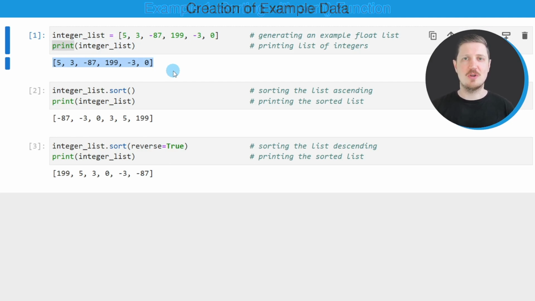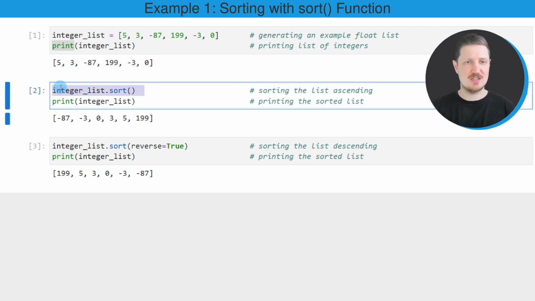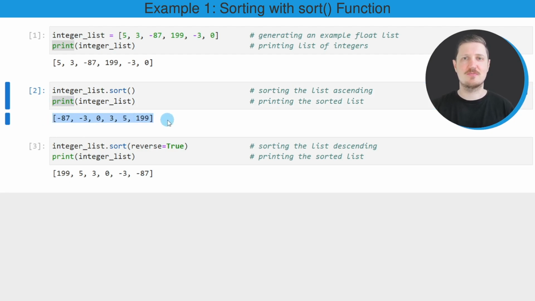Now, if we want to sort this list in ascending order, we can use the sort function, as you can see in the next line of code. In this case, I'm simply applying the sort function to our integer list. After running this line of code, we can print the updated list using the print function once again. Then you can see that we have sorted the integers in our list.